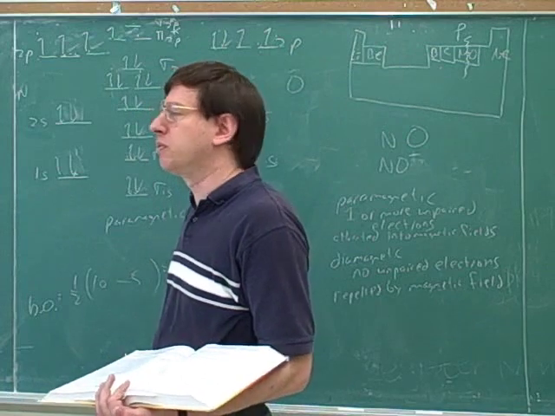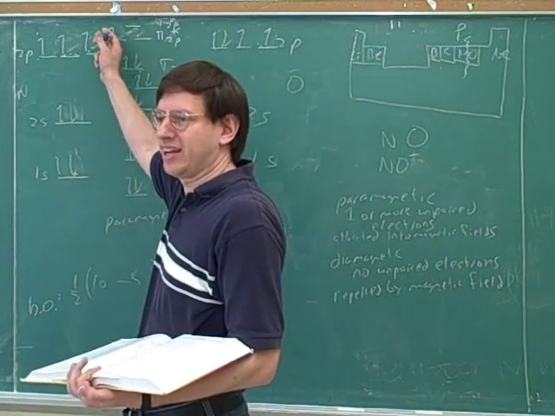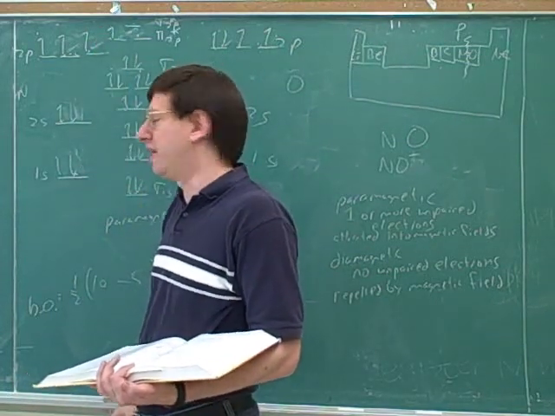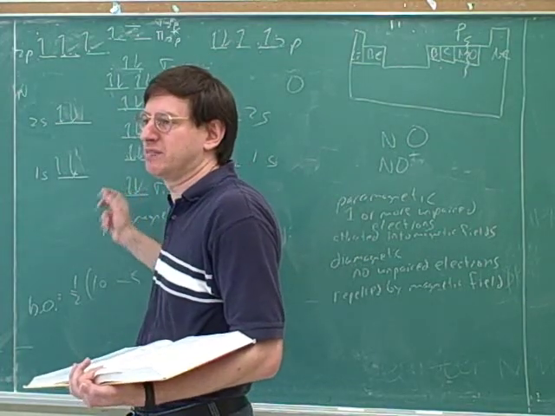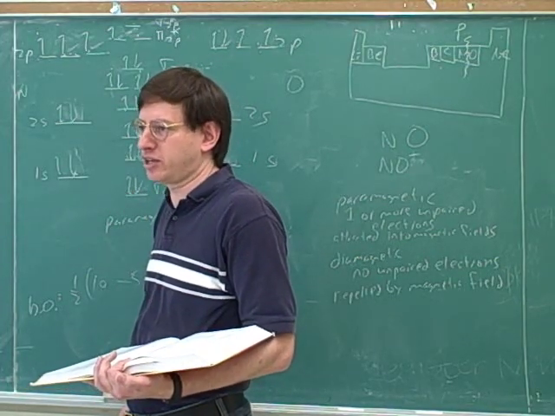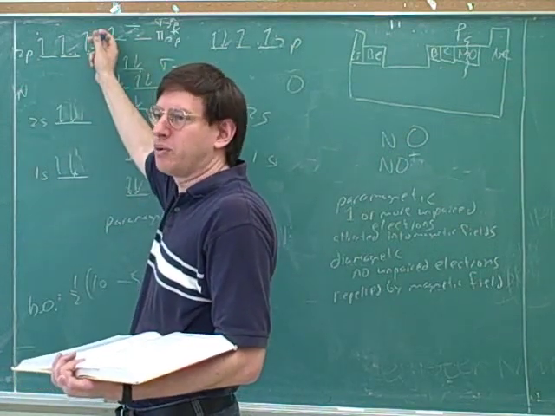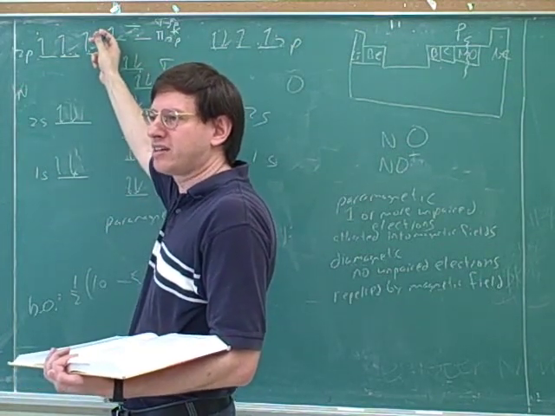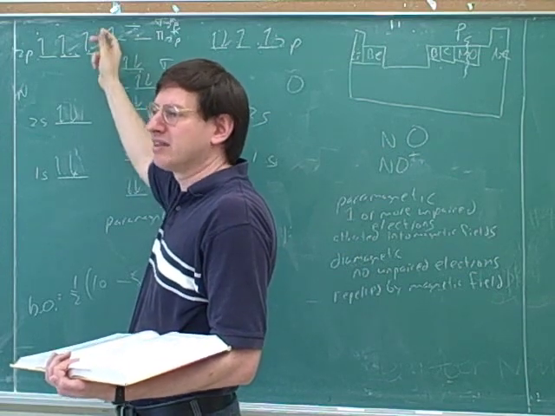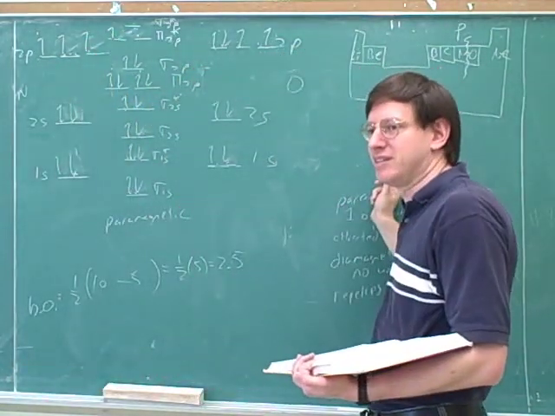When you take away an electron, you want to take away the highest energy electron you can. When you're putting in electrons, you put them as low as possible, and when you're taking away electrons, you take away electrons as high as possible. So if we took away an electron, this would be the electron we take away, right? And then would that be paramagnetic still? No. So this is paramagnetic, but this is diamagnetic.